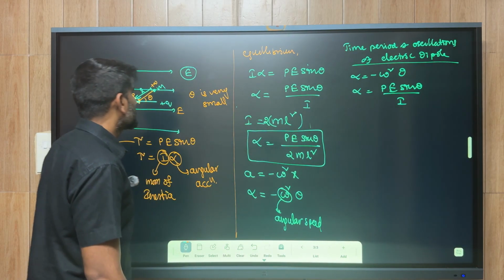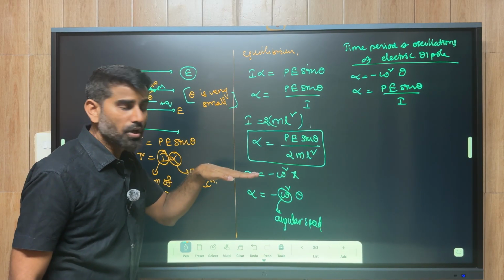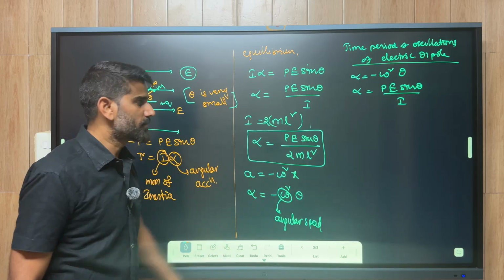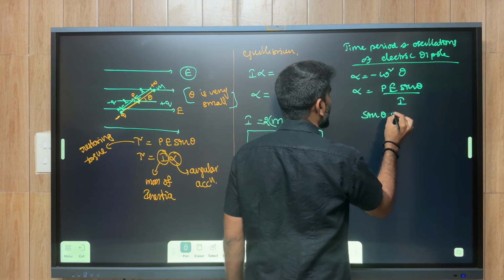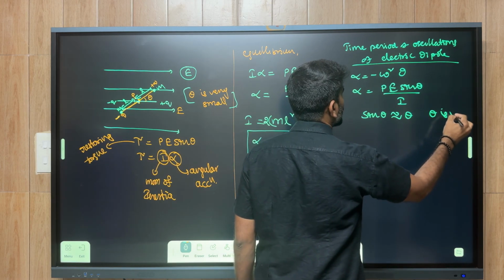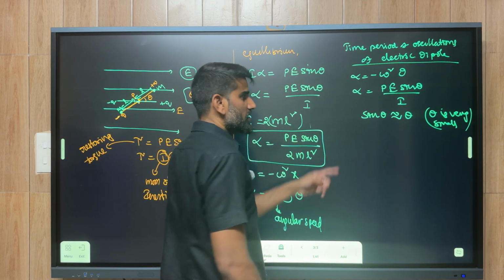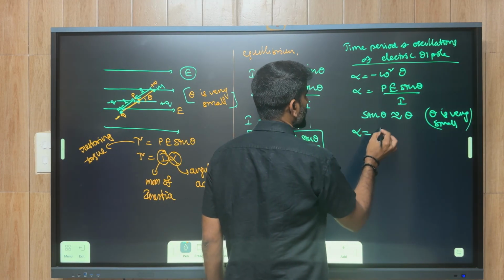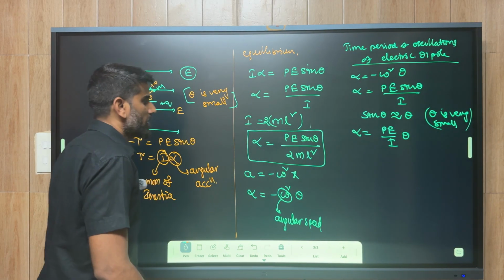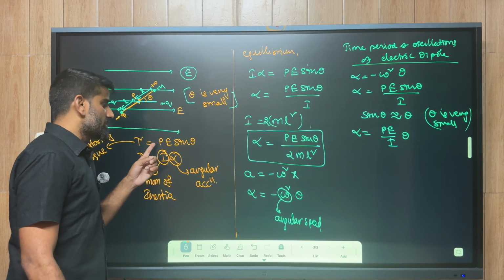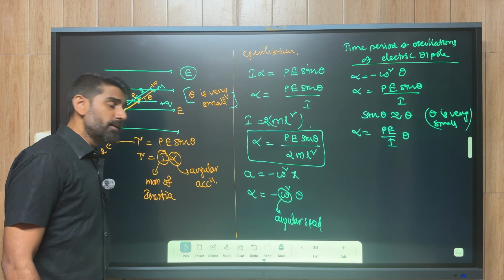And we already discussed that theta is very small. I displaced the dipole slightly, so theta is very small. If theta is very small, sin theta is approximately equal to theta. If sin theta is equal to theta, then alpha is equal to PE by I into theta. As I've already told you, this is the restoring torque. I can take this restoring torque as negative.